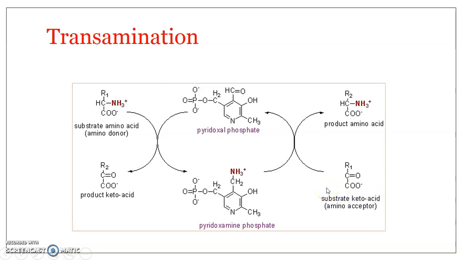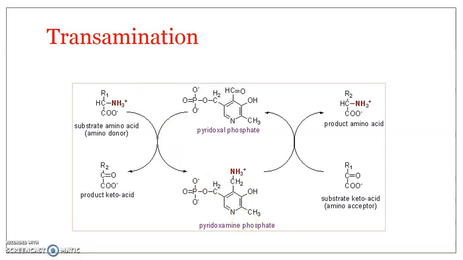The first one is transfer of the amino group from the donor amino acid to pyridoxal phosphate, which is the coenzyme. So the amino group gets transferred to pyridoxal phosphate. This amino acid undergoes deamination, and as a result it will turn into a keto acid. When the amino group gets transferred to pyridoxal phosphate, it becomes pyridoxamine phosphate. So first the donor amino acid undergoes deamination to produce a keto acid, and the amino group released is taken up by the pyridoxal phosphate. As a result of amination, pyridoxal phosphate becomes pyridoxamine phosphate.